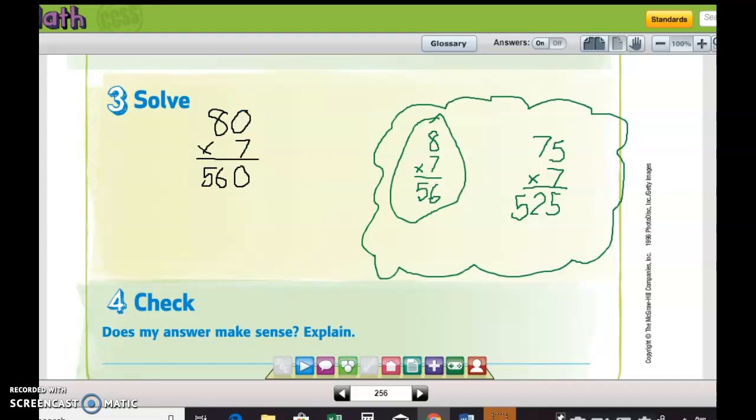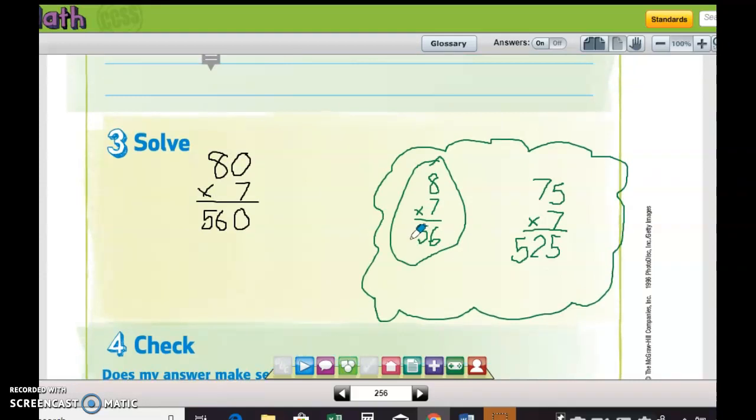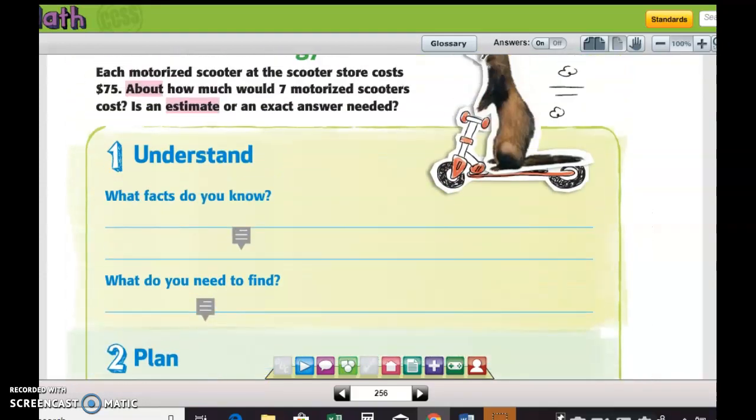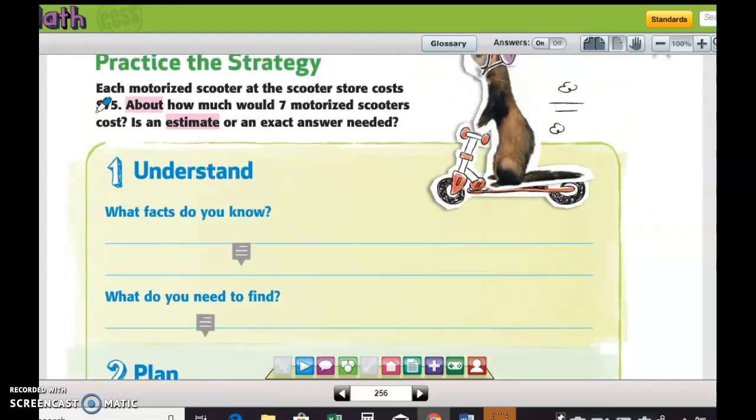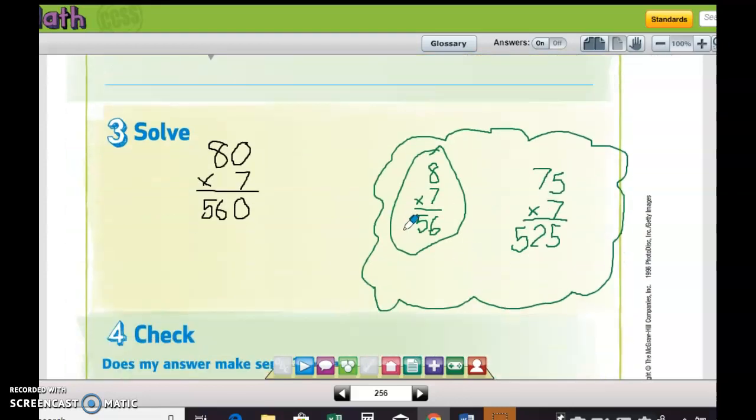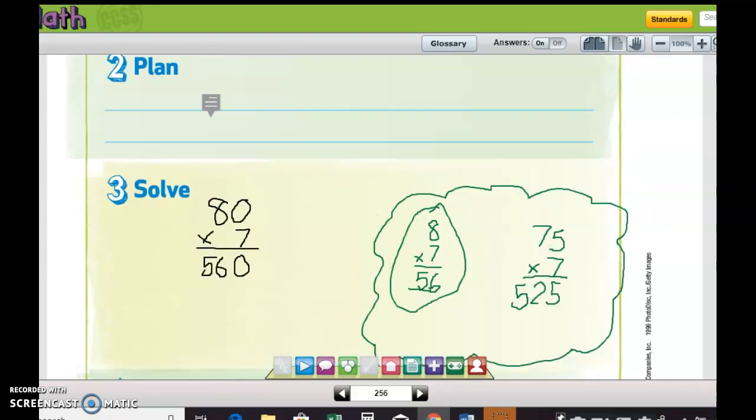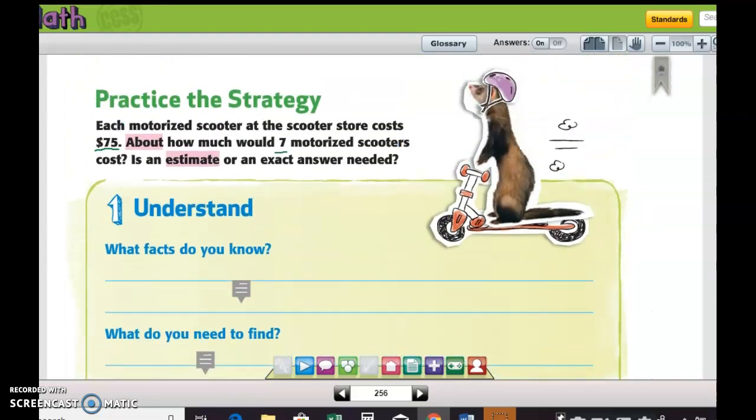And if you go back to the original problem and you've got $56 for 7 scooters, okay, if one scooter costs $75 and we know we're buying 7, would it make sense that the cost of 7 scooters was 56? Not if one was 75, right? The cost of 7 should be a lot more than the cost of 1.